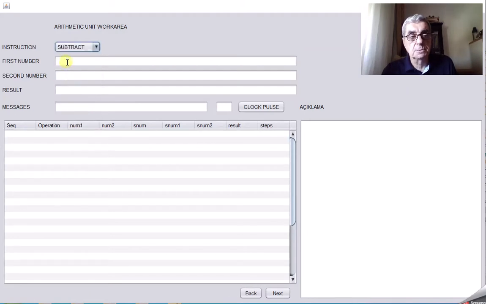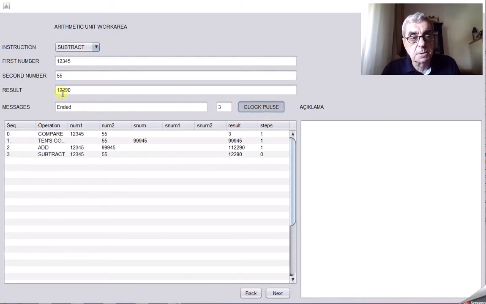Now let's try to subtract 55 from this number and get the result. It is 12,290. We first compare these two numbers. When we compare, the first number is greater than the second number. So we will get the 10's complement of the second number, which is this value. Then we add these two together.